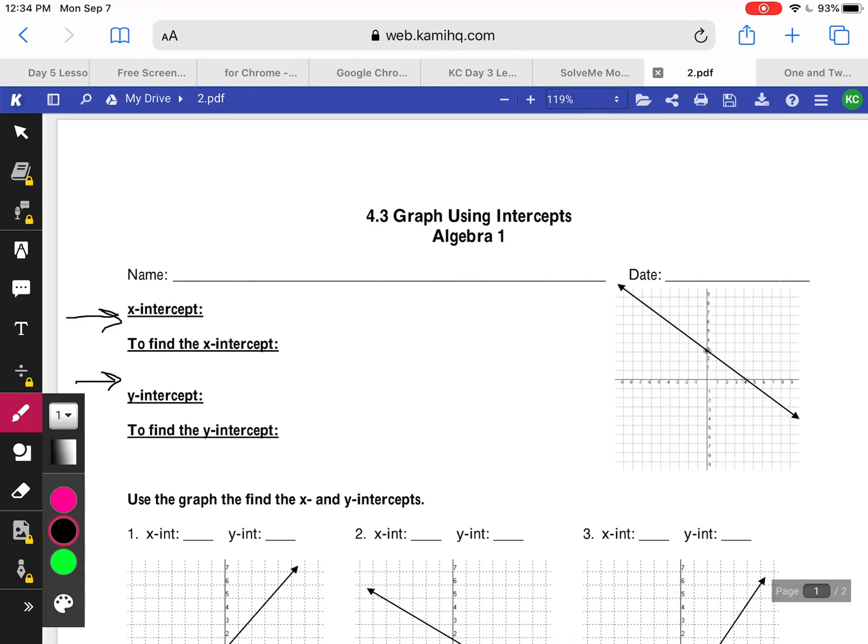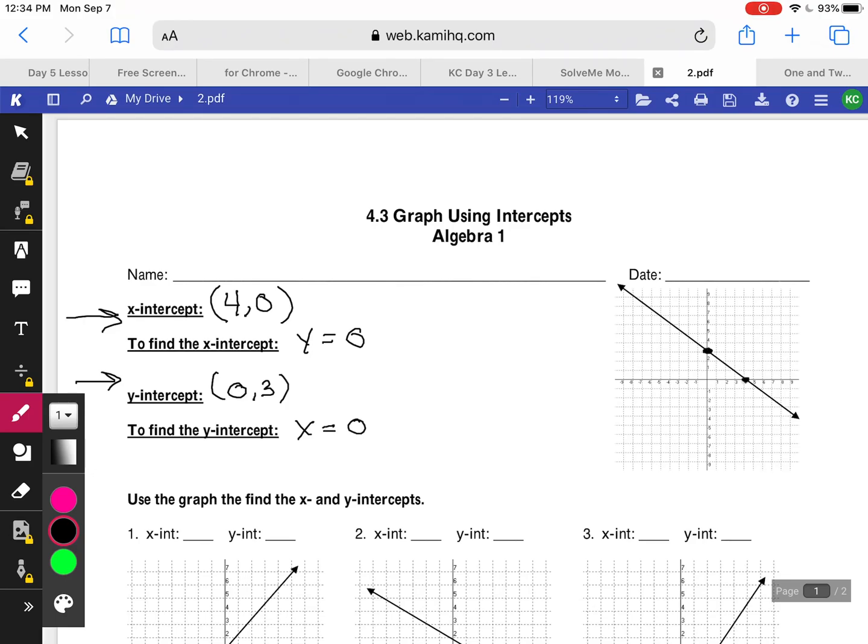Over here on the right-hand side, we see that this line is crossing the y-axis at 3, and it's crossing the x-axis at 4. So that x-intercept can be written as (4, 0). To find that x-intercept, we know that y must be equal to 0. For the y-intercept, we see that it is at (0, 3). To find the y-intercept, we know that the value of x must be 0.